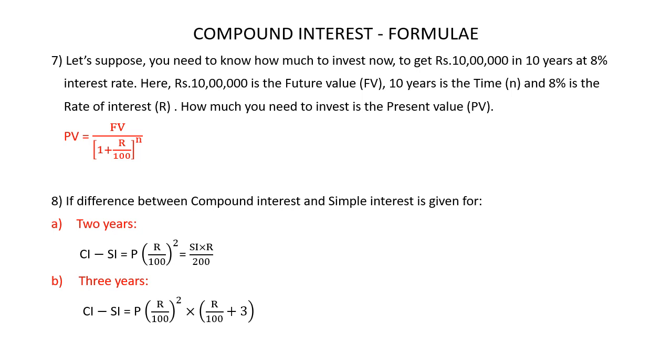If the difference between compound interest and simple interest is given for 3 years, then use the formula CI minus SI is equal to P multiplied by R by 100 raised to the power 2, multiplied by R by 100 plus 3.